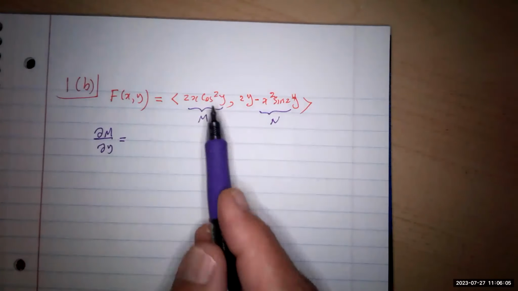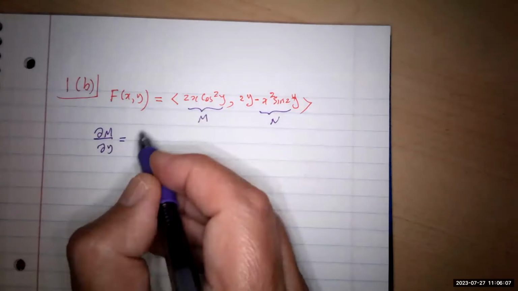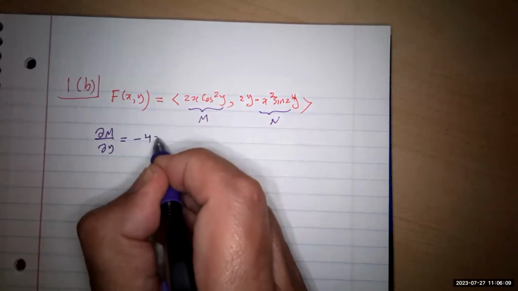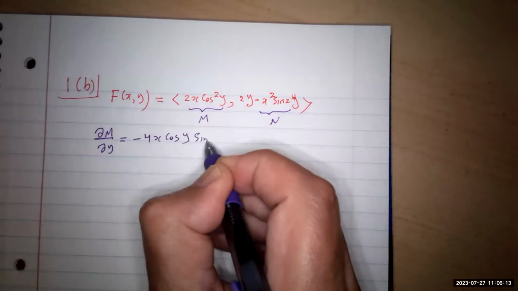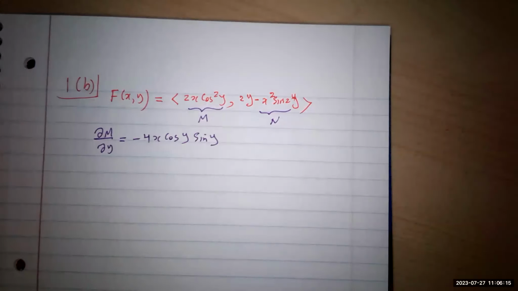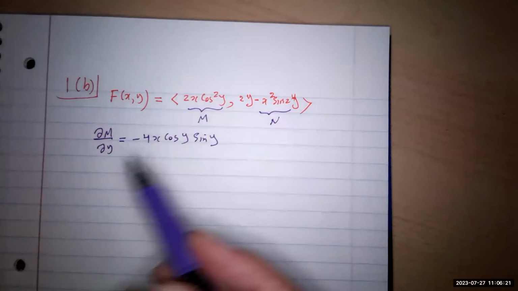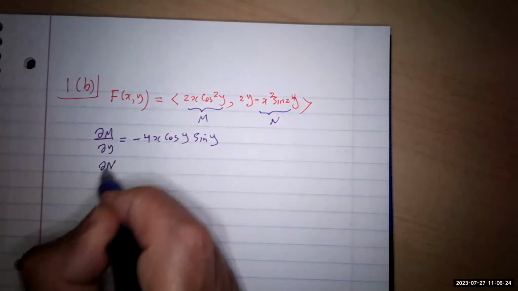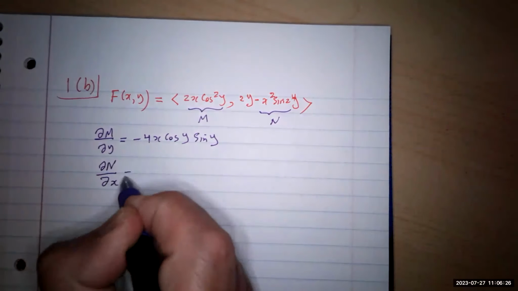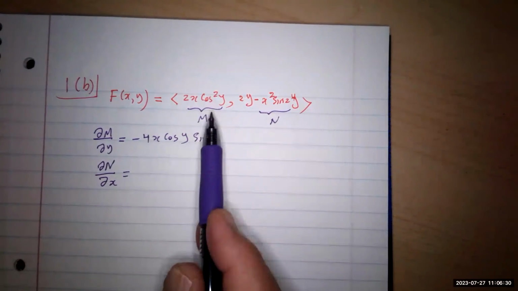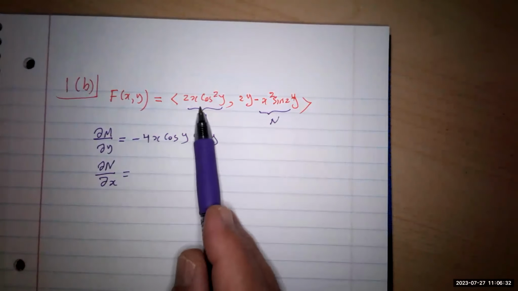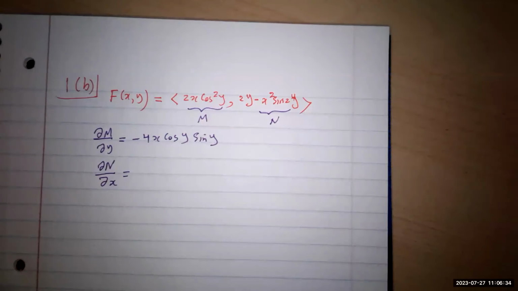Cosine squared is going to be -2, that's going to be -4x cosine of the y times the derivative, sine of the y. Okay, that's the first part. You want to compare it with the other one, so it's going to be partial N with respect to x. You see, when you differentiate with respect to x, you switch the place. That's the first component, the X, second component Y.